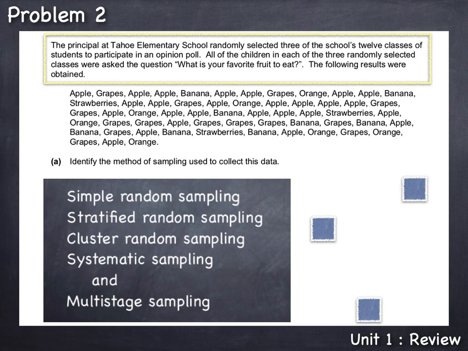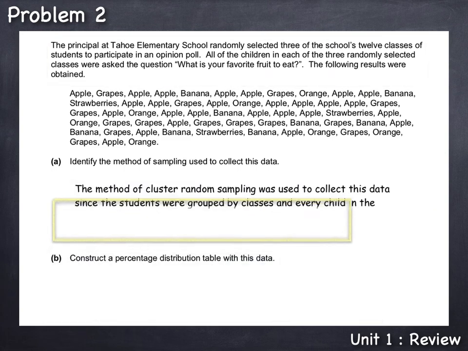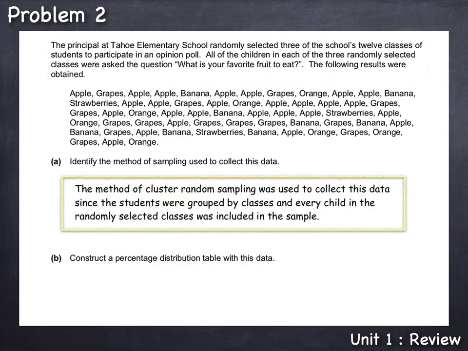This type of sampling method is cluster random sampling, because the entire population of students at the school was broken up into its natural subgroups, or classes. And then the classes themselves were randomly selected. And whichever of the randomly selected classes were picked, all of the students in that class were included in the sample. This is what a cluster random sampling method looks like. So we have our answer to part A. The method of cluster random sampling was used to collect this data, since the students were grouped by classes and every child in the randomly selected classes was included in the sample.